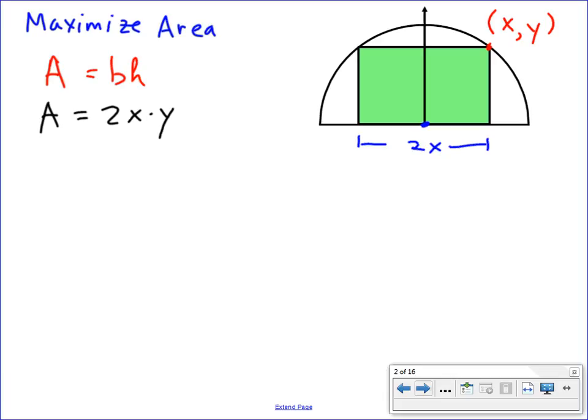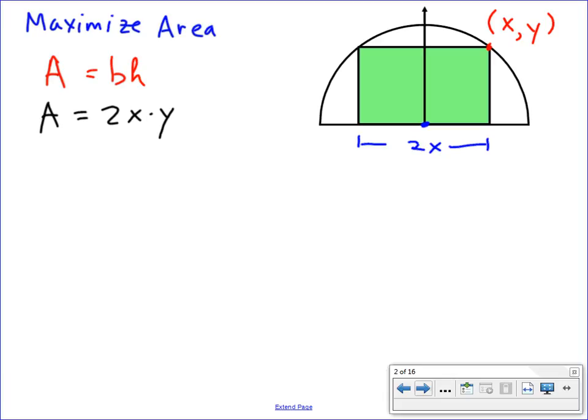The equation for the circle. Absolutely. The sample point, x comma y, since it lies on the boundary of my semicircle, must obey the equation that relates x and y in the generic form of a semicircle. This is the top half of a circle, right, which obeys the equation x squared plus y squared equals r squared, where r is my radius.